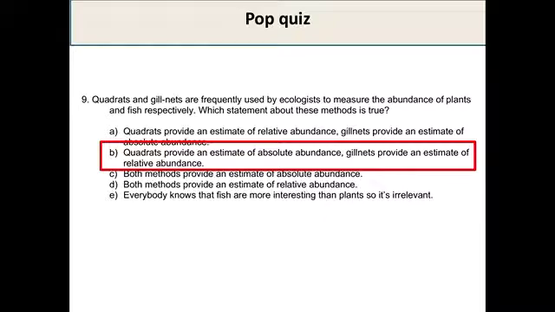Whereas with gill nets, we use a standardized method: see how many fish we catch in one lake. Do we catch more or fewer fish in another lake? We can say lake 1 has more fish or fewer fish than lake 2. We're getting a relative abundance, but we're not saying how many fish there are in the lake.